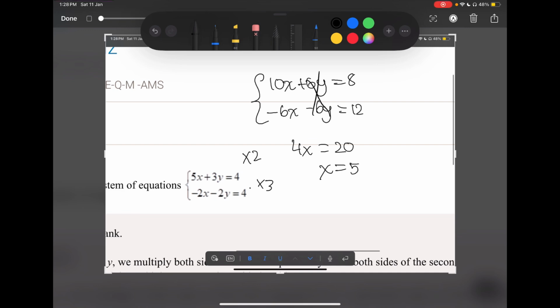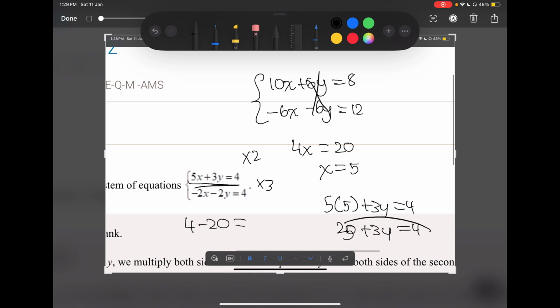Substitute it in one of them, we can substitute it here. 5 times 5 plus 3y equals 4. 25 plus 3y equals 4. So take 25 to the other side. 4 minus 25, my mistake, sorry. 4 minus 25 is negative 21. So 3y equals negative 21. Y equals negative 7.